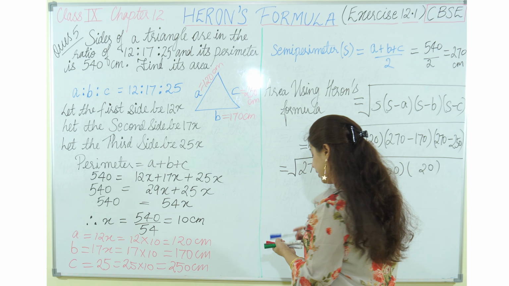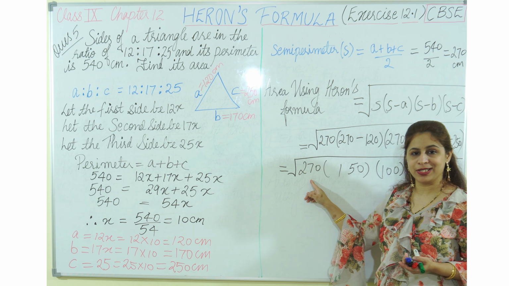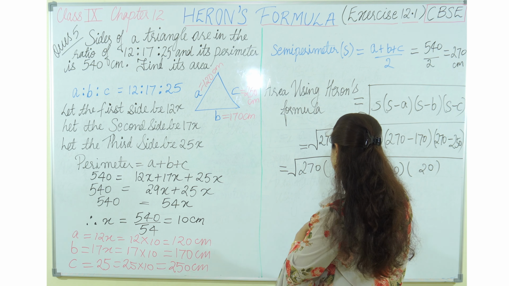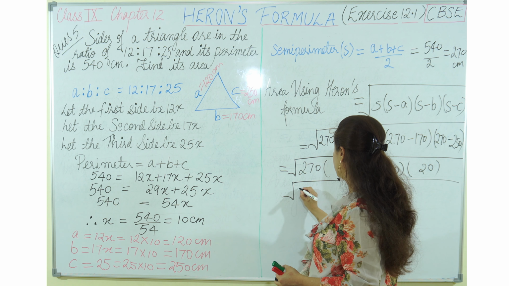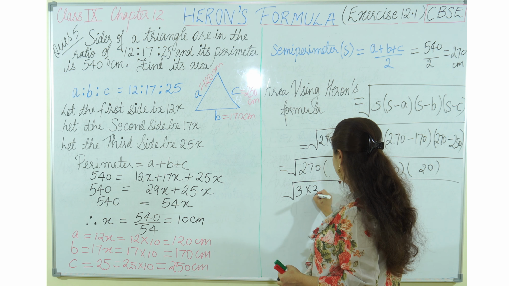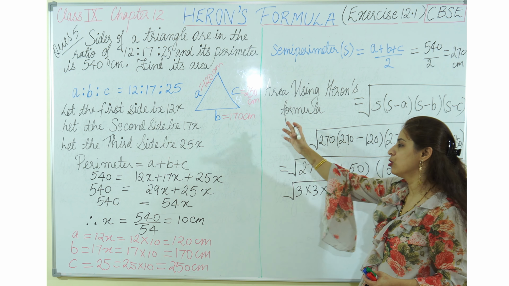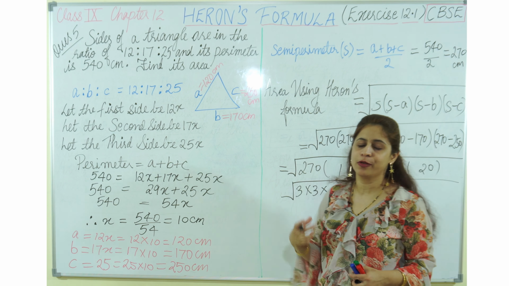This we can easily write as 9 3s are 27. So we'll be writing over here 3 into 3 is 9, 9 3s are 27. You can also use the rough column for making the factors, okay. If you are having any difficulty, or if you can't do it directly, you can use the rough column, okay. So 9 3s are 27.